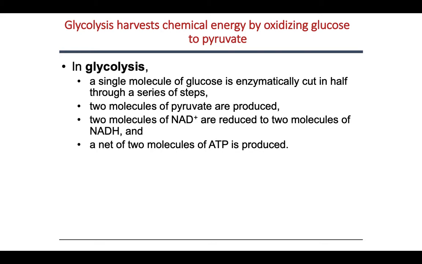In glycolysis, it harvests the chemical energy by oxidizing glucose to pyruvate. Moreover, in glycolysis, literally, the glucose molecule is cut in half, producing two 3-carbon molecules known as pyruvate. Moreover, 2 NAD+ molecules are reduced to 2 molecules of NADH. A net of 2 ATP molecules is likewise generated. But later, you will see that the ATP will just be invested in order for the process to proceed.